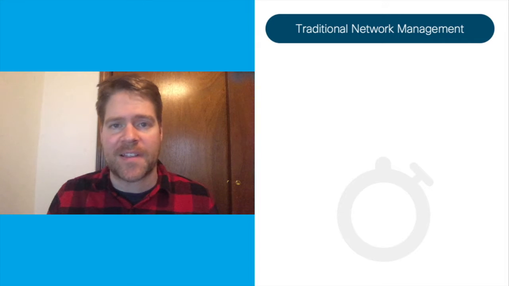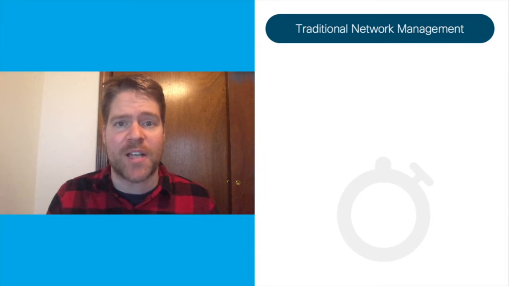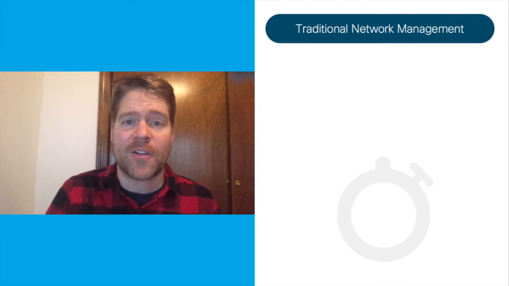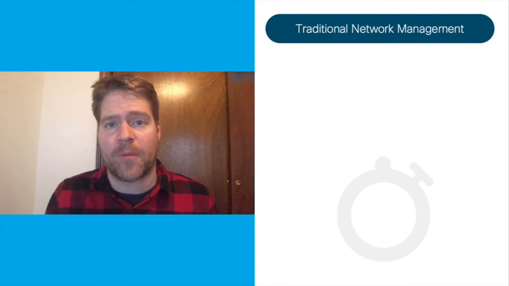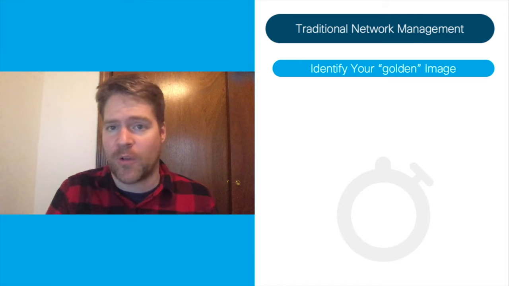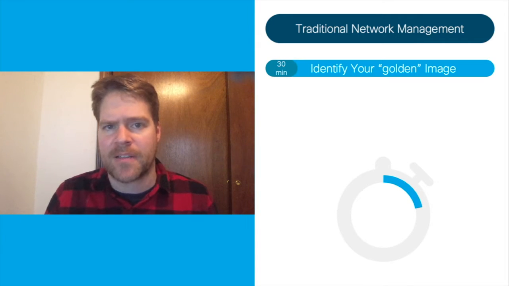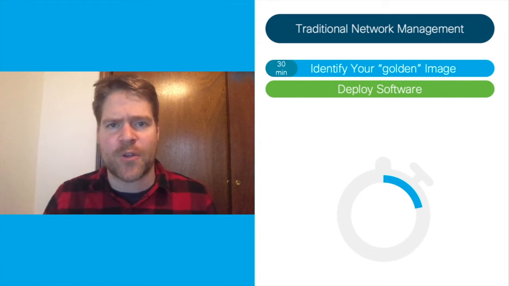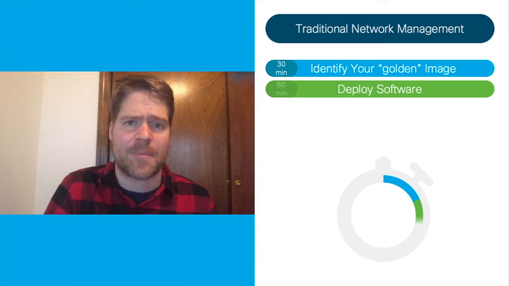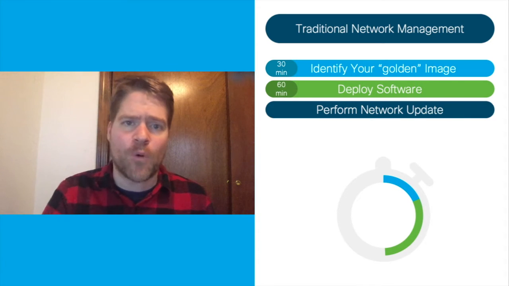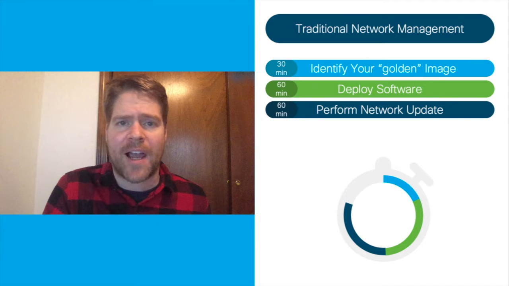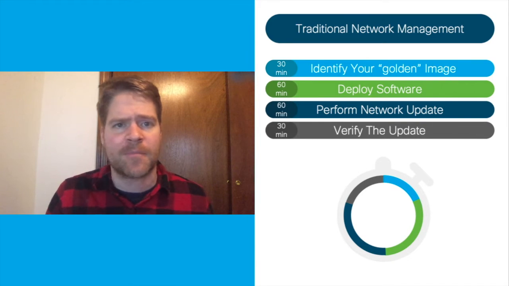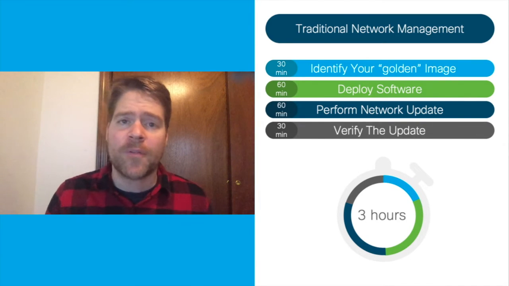Now let's walk through an example of how DNA-Center saves you time and helps you simplify your everyday workflow. Here are the current steps to upgrade switch software. First, you identify your golden image. Let's say that takes you 30 minutes. Second, you deploy and send that software to your switches. Let's say that takes about an hour. Third, you perform that network update. That's about another hour. And lastly, you verify that update, another 30 minutes. A total of 3 hours.